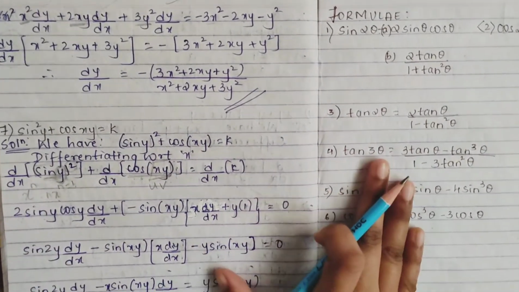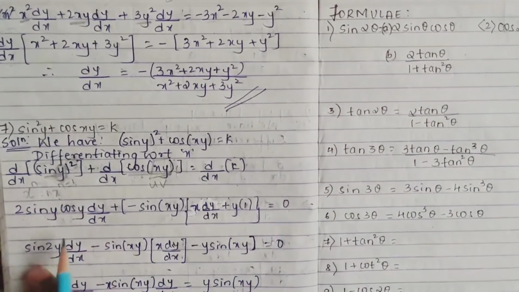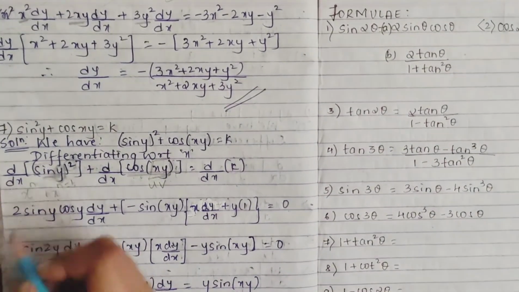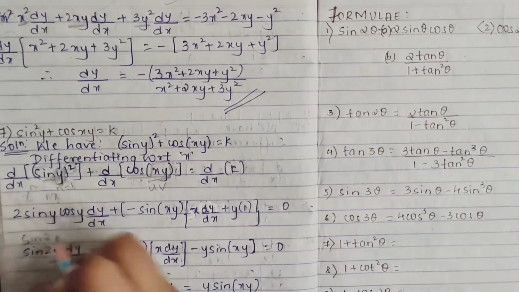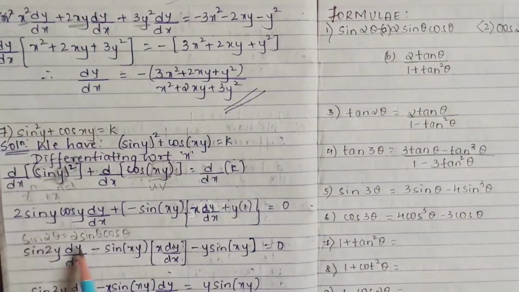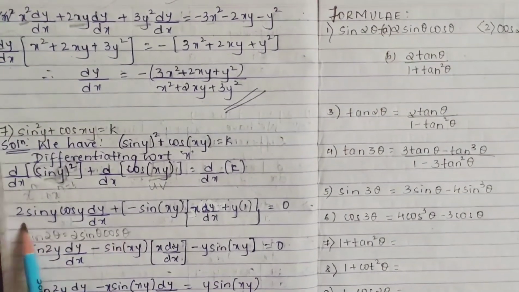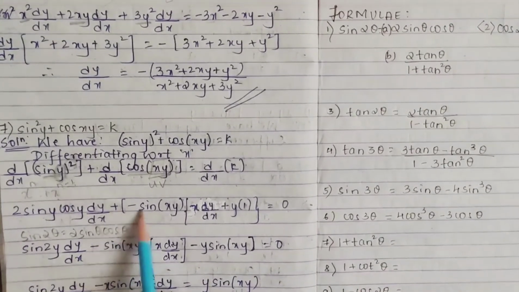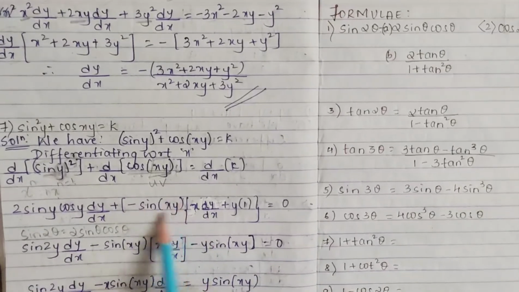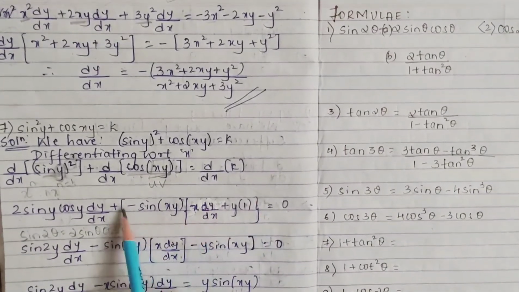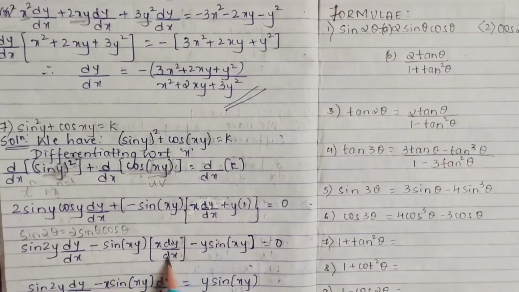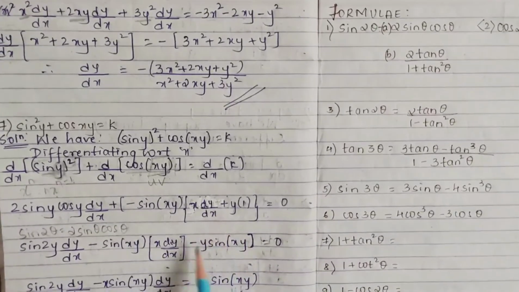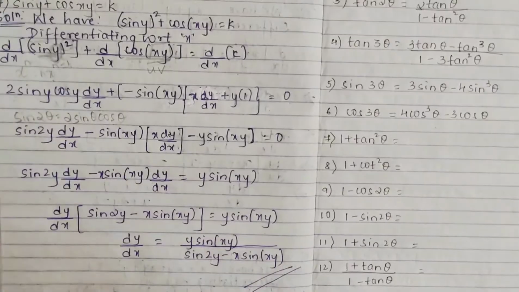So your next step, here you can see 2 sine y cos y, I have written as sine 2y. As you have the formula, sine 2 theta is equal to 2 sine theta cos theta. So in the same way 2 sine y cos y is sine 2y, and dy by dx. So here minus, now you have to multiply it for both. See, this is for both, right? So I'm just taking it inside. Minus sine xy times x dy by dx, minus into plus is again minus y sine of xy. So you have got this.